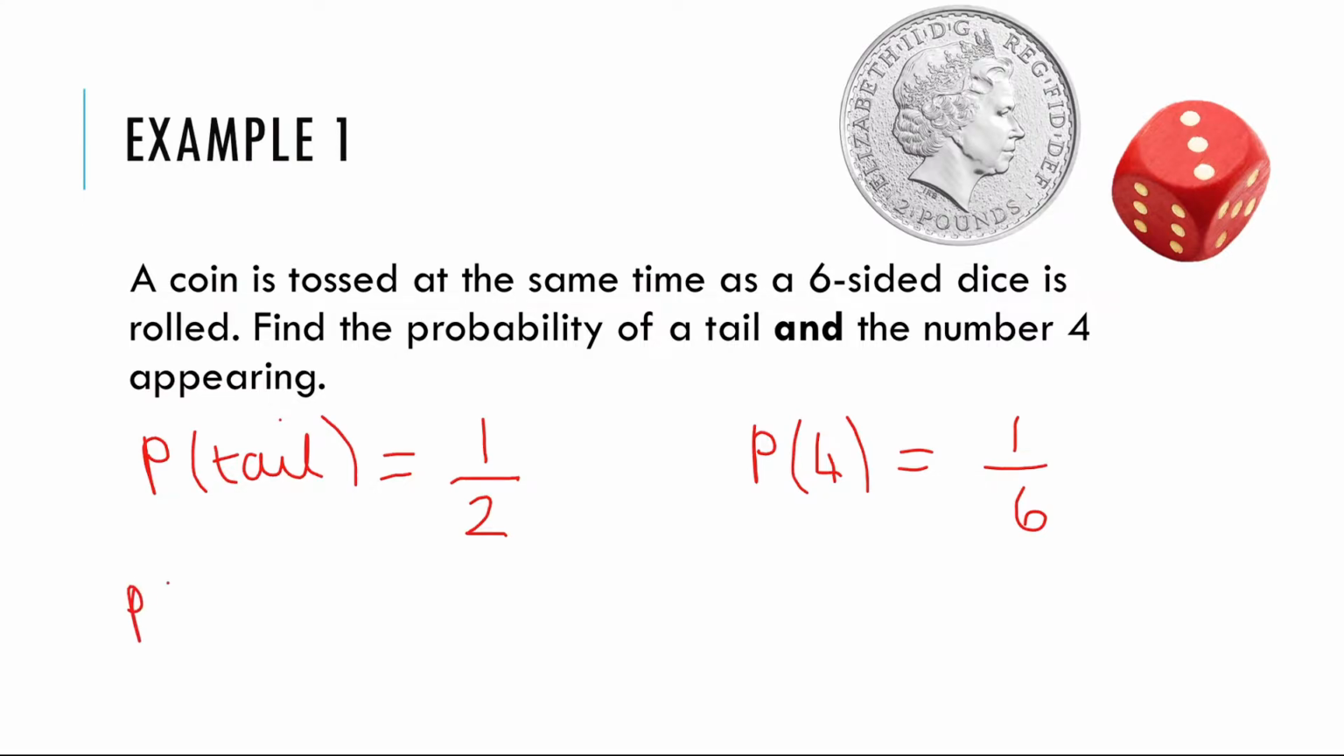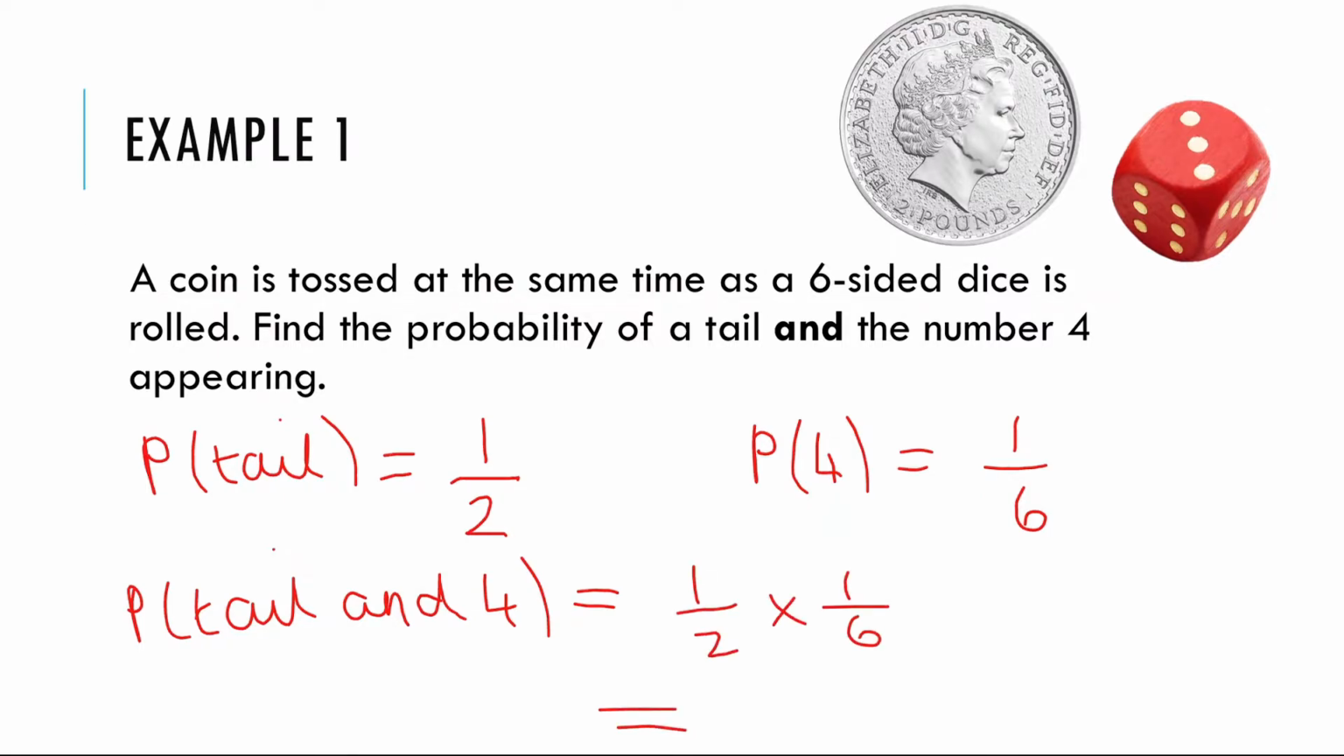So the probability of landing on a tail and rolling a 4 is a half multiplied by 1/6. Now remember how to multiply fractions. We look to see if we can cross cancel down. We can't here, so then you just multiply straight across. 1 times 1 is 1, 2 times 6 is 12. So the probability of landing on a tail and rolling a 4 is 1 over 12.